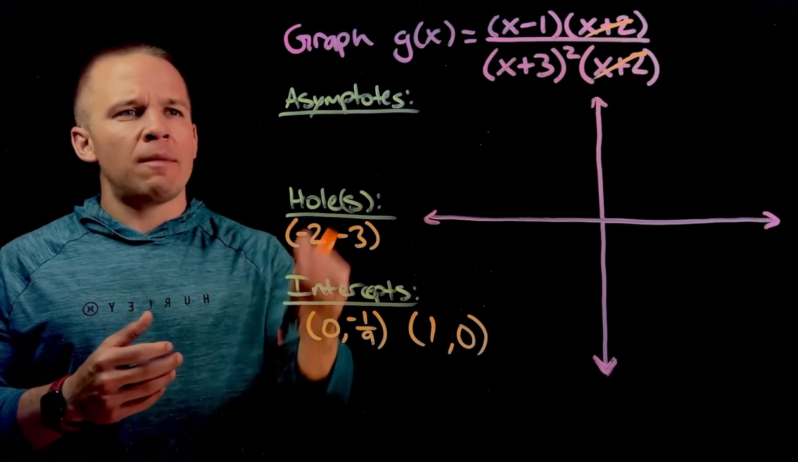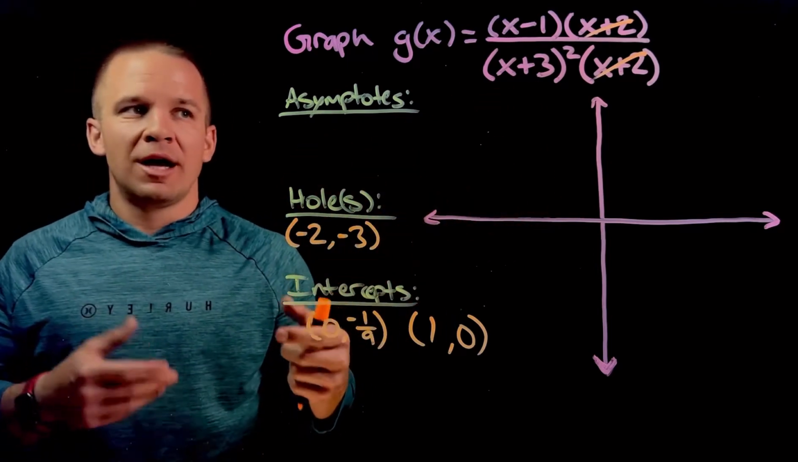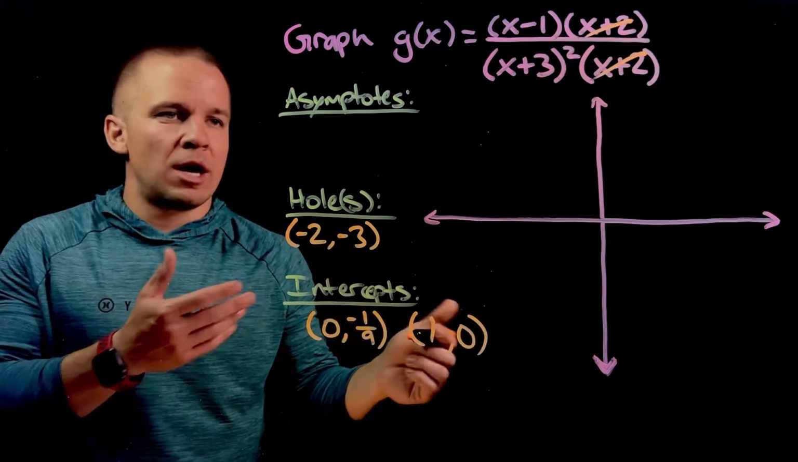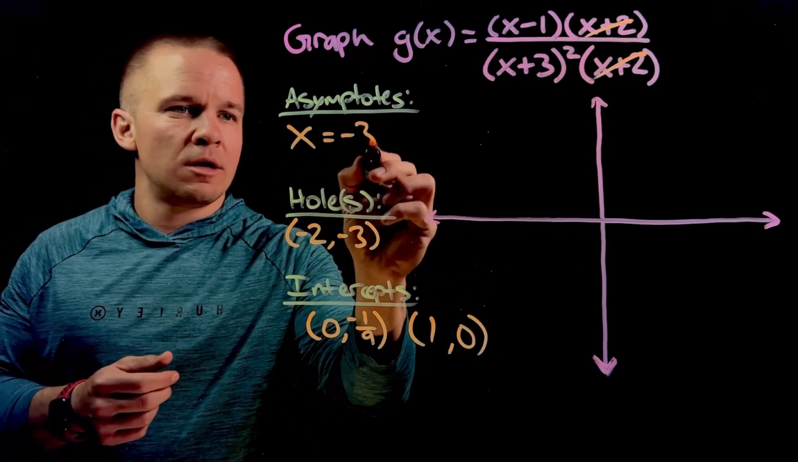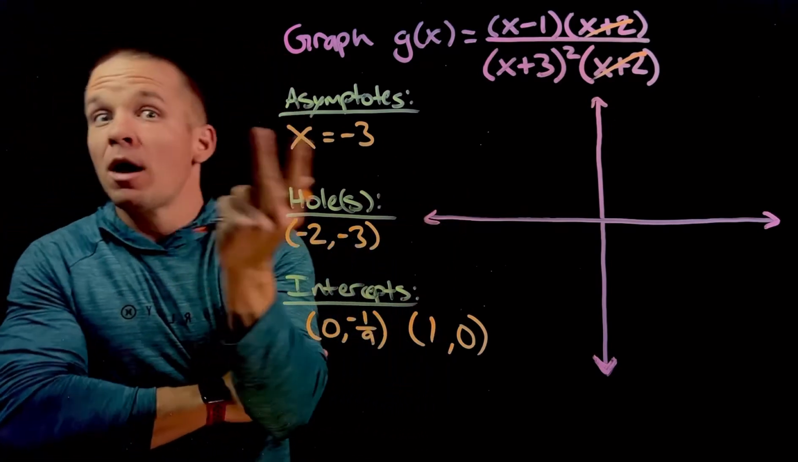All right. How about my asymptotes? Kind of jump right over that one. Well, look at my denominator. What's left? It's x plus 3 equals 0. I get x equals -3. Now, that thing is squared. I wonder if that's going to do anything on my graph. I guess we'll find out.